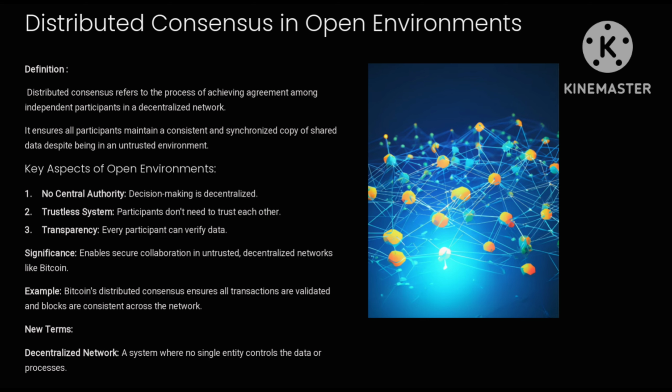Significance. This setup is the foundation of blockchain's security and reliability. It enables participants to work together securely, even when they don't trust each other. Example. Bitcoin's consensus mechanism ensures all participants agree on valid transactions and maintain consistent copies of the blockchain. New term explanation. Decentralized network. Think of it as a peer-to-peer system where no single party has overarching control. For instance, file-sharing networks like BitTorrent work on similar principles.